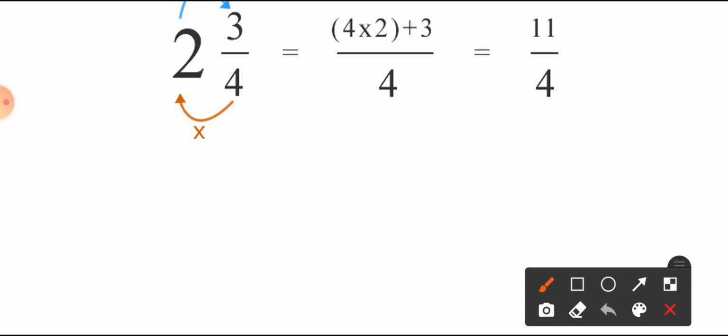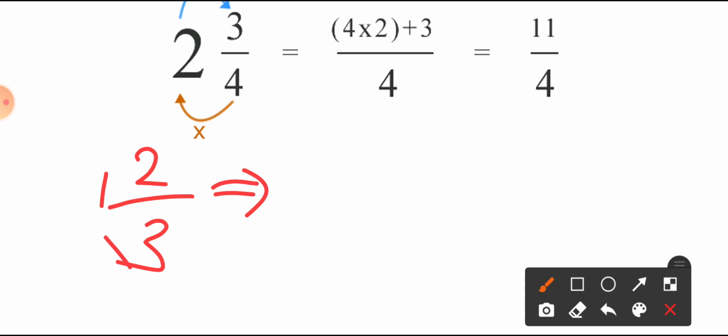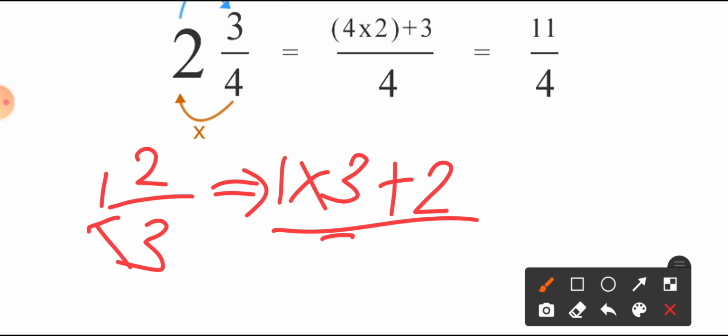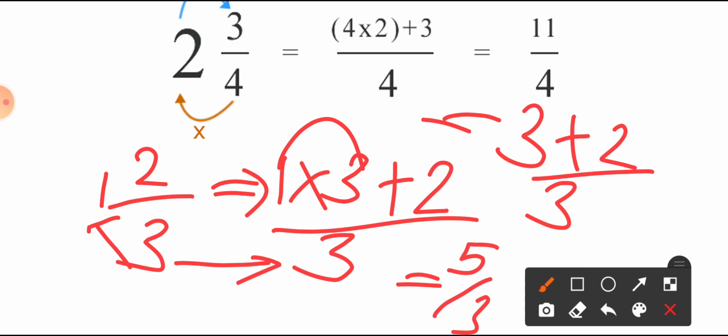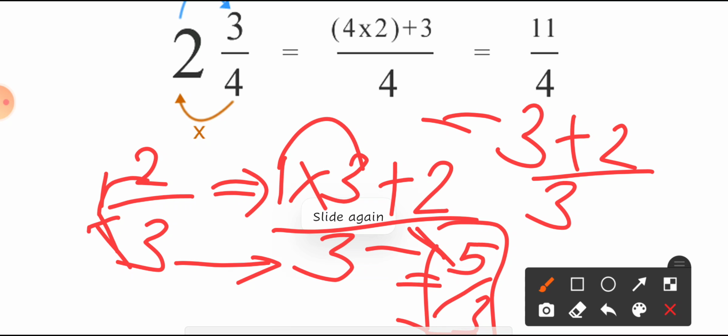Let us see one more example. Here you can see 1 2 by 3. So first of all you have to multiply this 1 into 3, plus 2 upon 3, the numerator as it is. So 3 1s are 3, 3 plus 2 upon 3, or you can write 3 plus 2 means 5 upon 3. So like this we have changed this mixed fraction into an improper fraction. And an improper fraction means one where the numerator is always greater than the denominator.